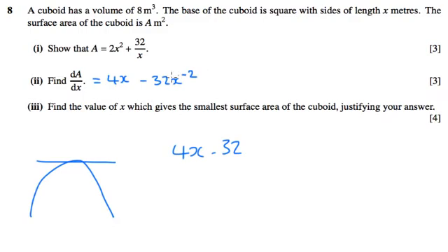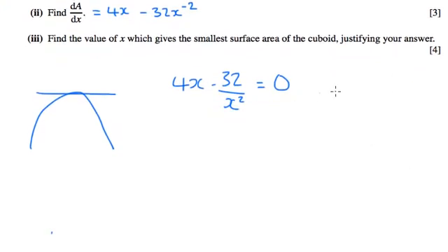But rather than writing 32x to the minus 2, I'm going to write this in fractional form. And x to the minus 2 is the same as 1 over x squared. So we've got 4x minus 32 over x squared equals 0. If I now times by x squared to get rid of that fraction, that's going to give me 4x cubed minus 32. This x squared has now gone, equals 0.